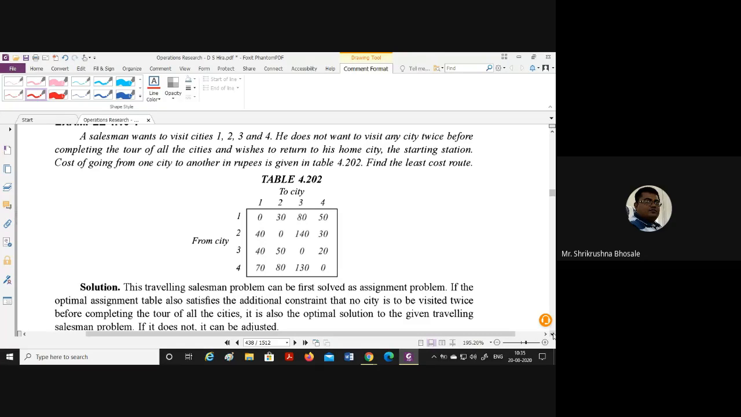And from other cities, that means from city 1 to 2, 30 rupees is required. From 1 to 3, 80 rupees is required. So like this, the costs are there.